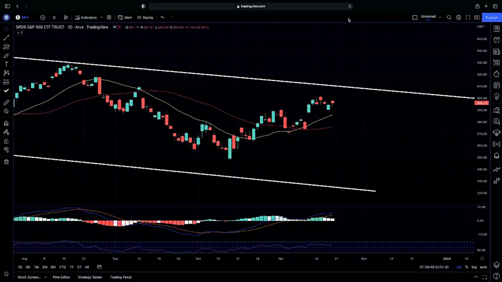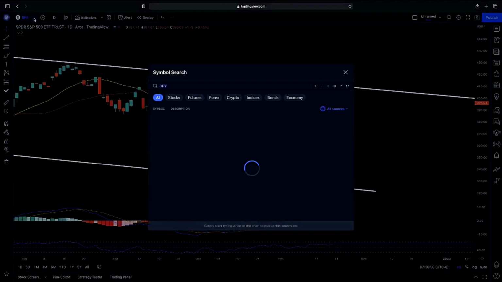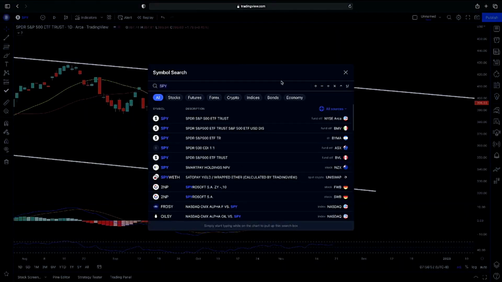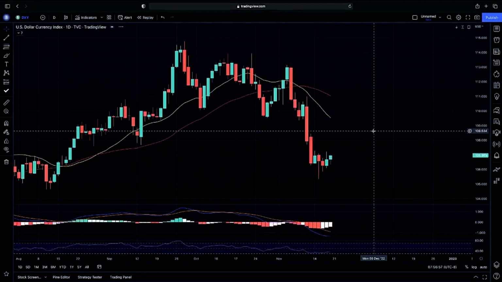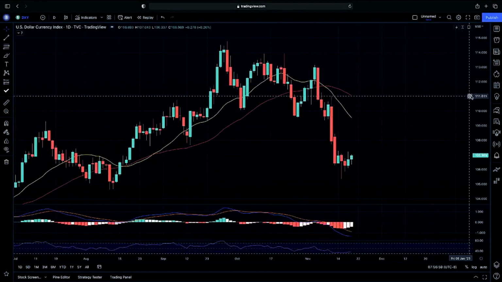So jumping into the daily chart with you guys here on the SPY, just keeping in mind that we have Fed minutes on Wednesday, and that's very much going to predicate exactly where we're headed next. But I wanted to jump into the DXY. Again, this is the dollar. Our strength against the market has been the dollar.